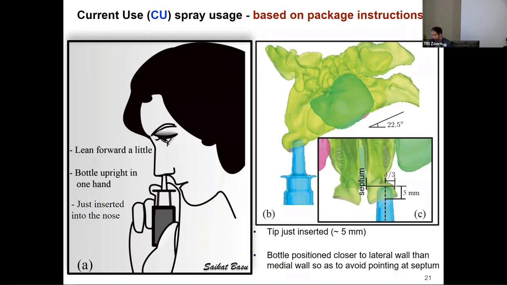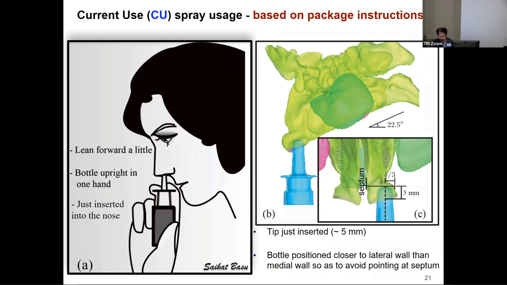The patient is supposed to incline her or his head forward a little. It's supposed to hold the spray bottle vertically upright and at a very shallow insertion depth into the nasal vestibule. We tried to adopt those parameters in this cartoon here. So the digital head is being inclined forward by 22.5 degrees. The bottle is held vertically upright, and it enters the vestibule and goes through a distance of 5 millimeters into the airspace. And we call this protocol current use, or CU.